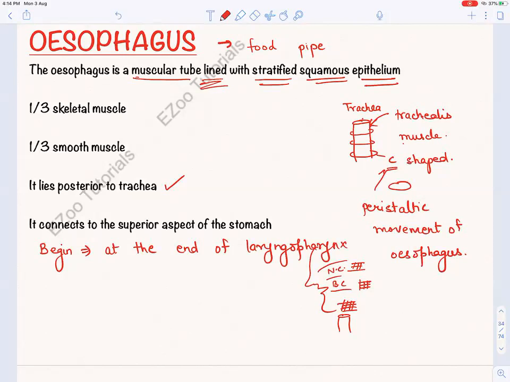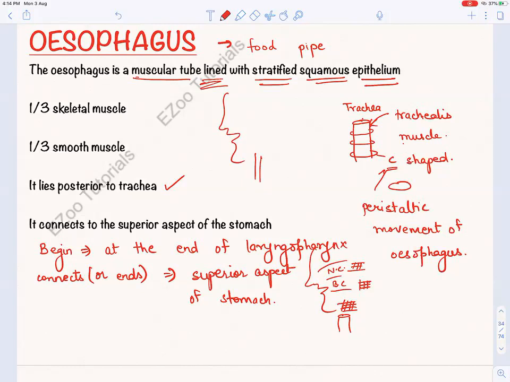Then it extends from the sternum to the vertebral column, and it ends where it connects to the superior portion, the start of the stomach. Basically it is connecting the mouth, the buccal cavity, to the stomach. If this is the esophagus, it connects with the stomach, and then the small intestine begins. So this is the esophagus.